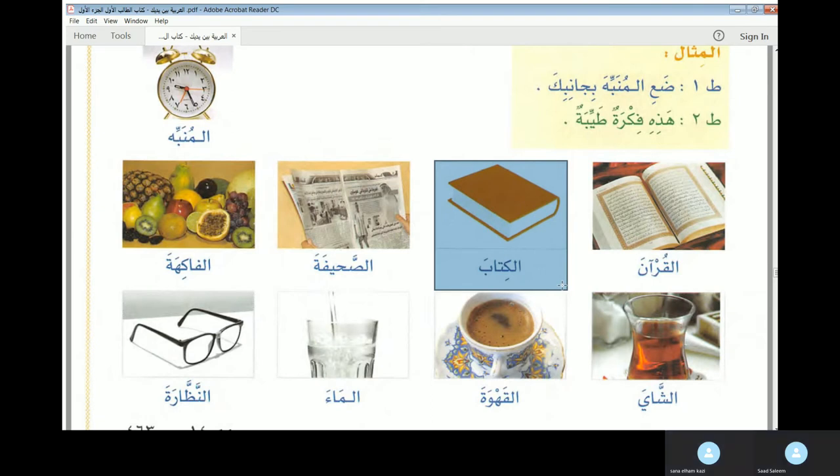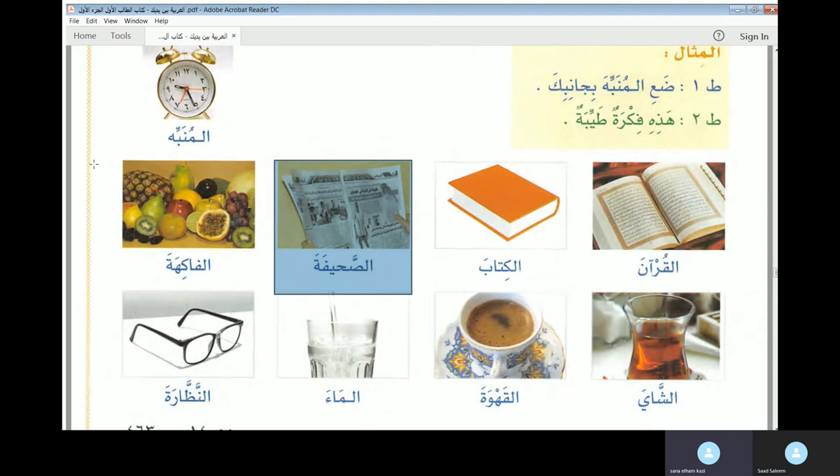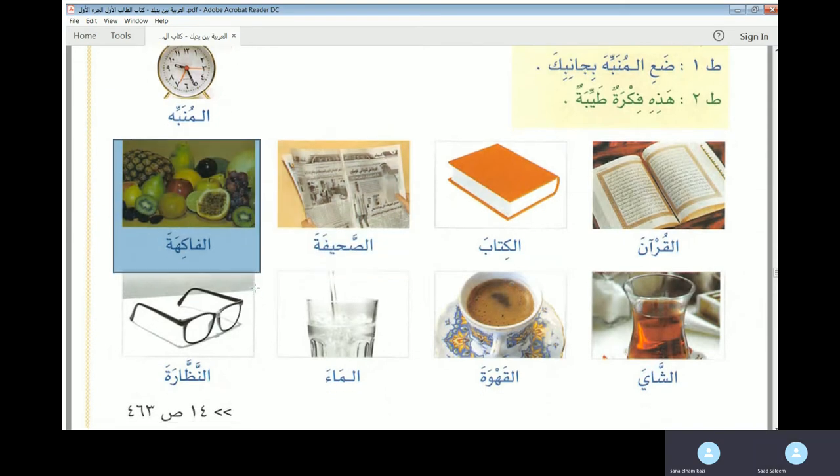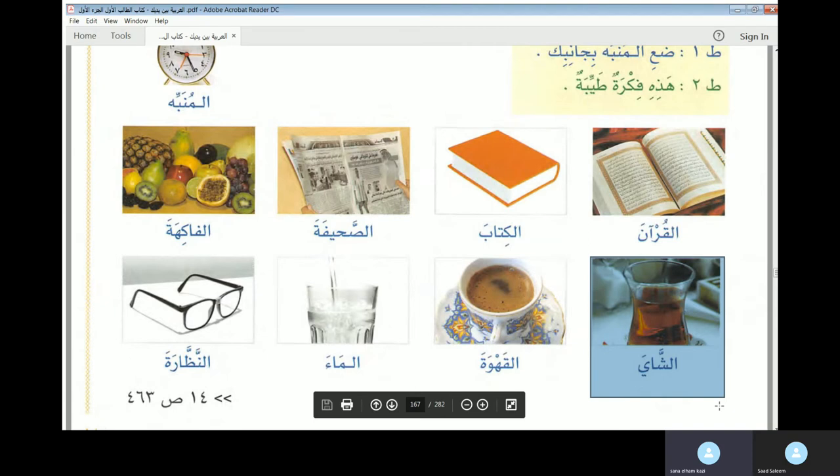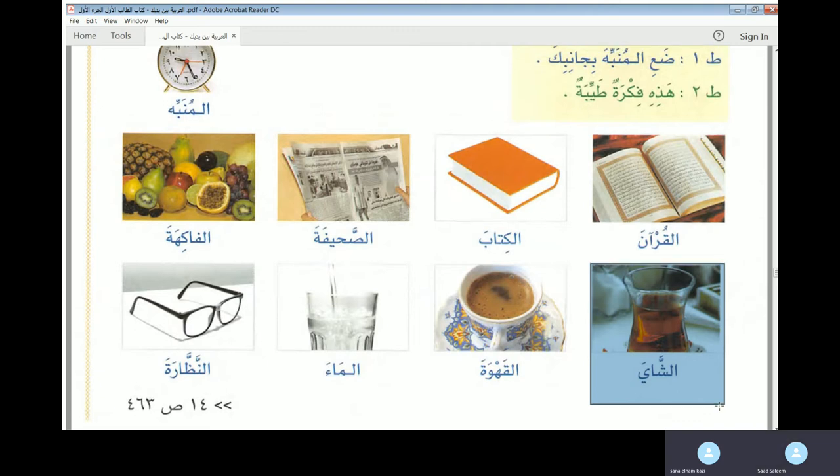ضع كتابك بجانبك. Put the book next to you, beside you. هذه فكرة طيبة. This is a good idea. ضع الصحيفة بجانبك. Put the paper or newspaper next to you. هذه فكرة طيبة. ضع الفاكهة بجانبك. Put the fruit next to you. هذه فكرة طيبة. ضع الشاي بجانبك. Put the tea by your side. هذه فكرة طيبة. This is a good idea.